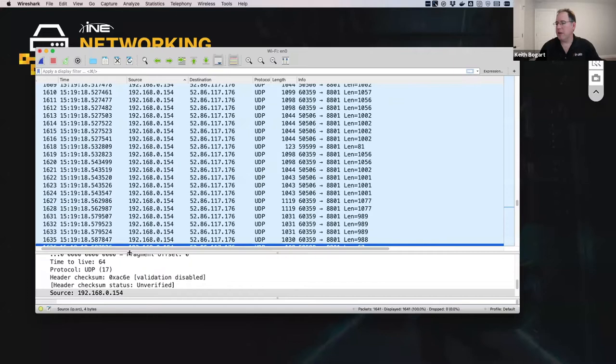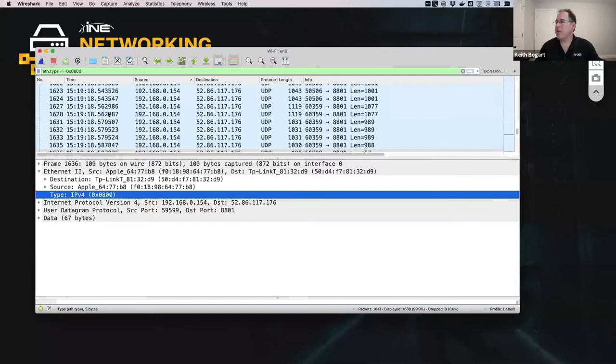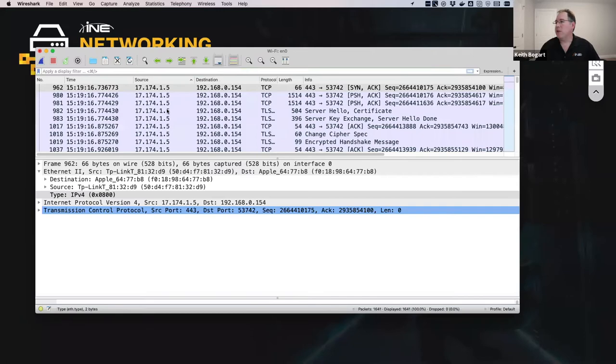So I'm going to create a filter for type IPv4 selected. And now I believe IPv6, if memory serves me, it's been a while since I've done this, is 86DD, possibly. That's probably wrong. So you kind of have to know what you're filtering on. But I don't see any IPv6 in here at the moment.